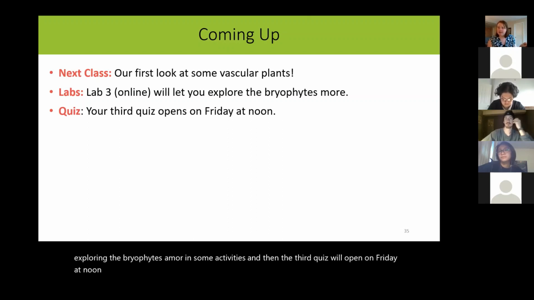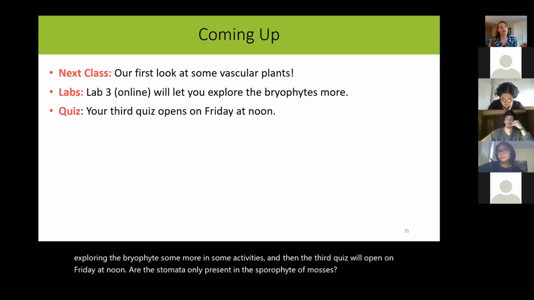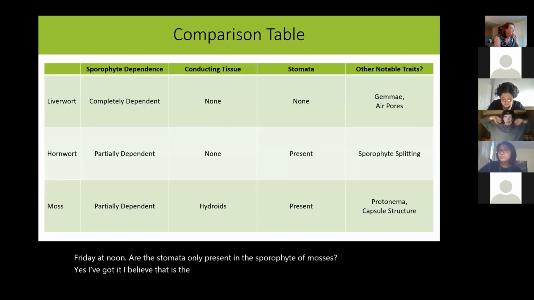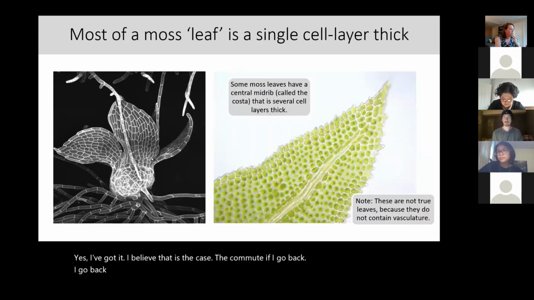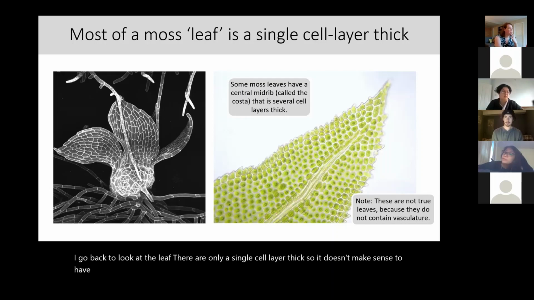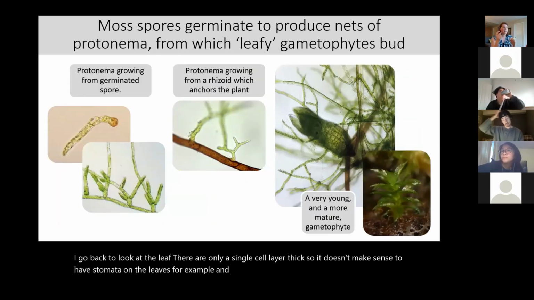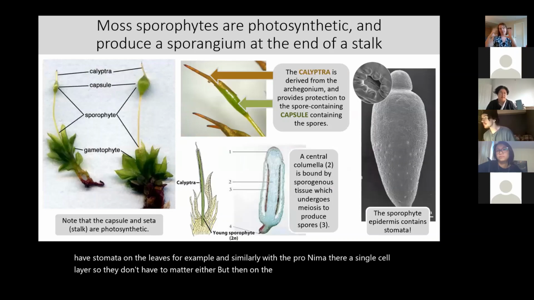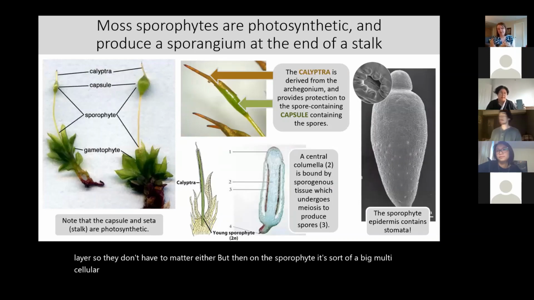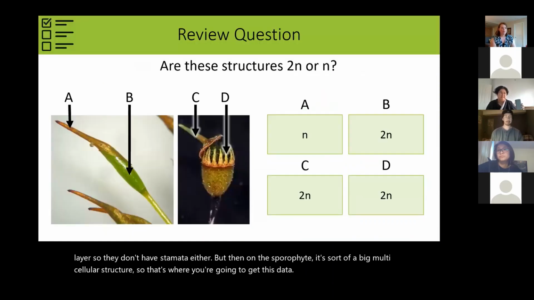Are the stomata only present in the sporophyte of mosses? Yes, I believe that is the case. The gametophyte, if I go back to look at the leaf, is only a single cell layer thick, so it doesn't make sense to have stomata on the leaves, for example. And similarly with the protonema, they're a single cell layer, so they don't have stomata either. But the sporophyte is a big multicellular structure, so that's where you're going to get the stomata. Any other questions?